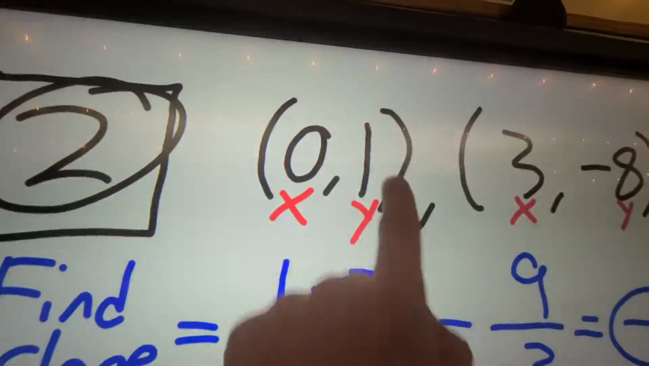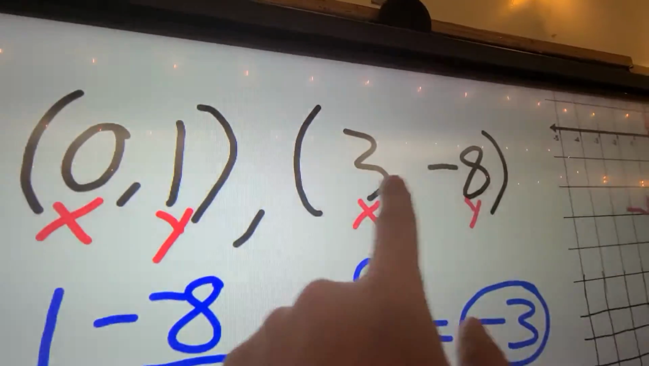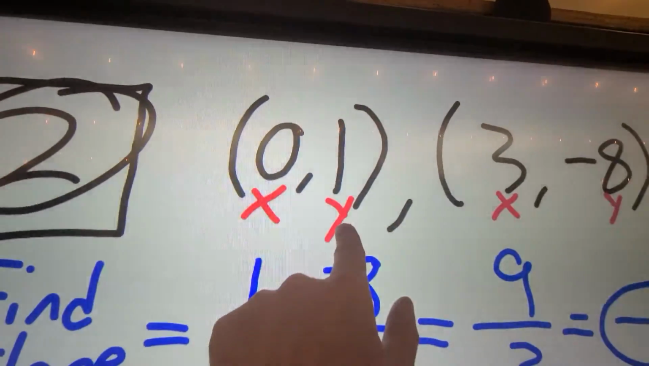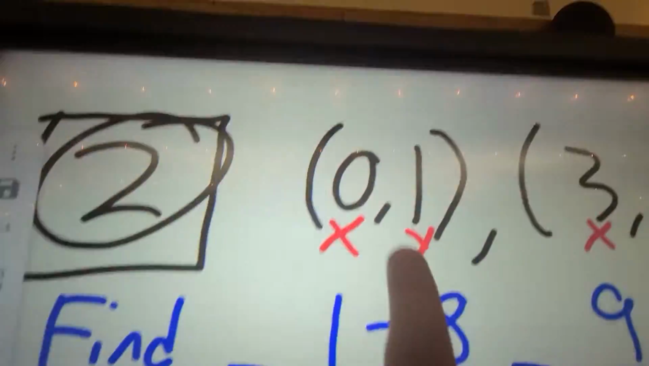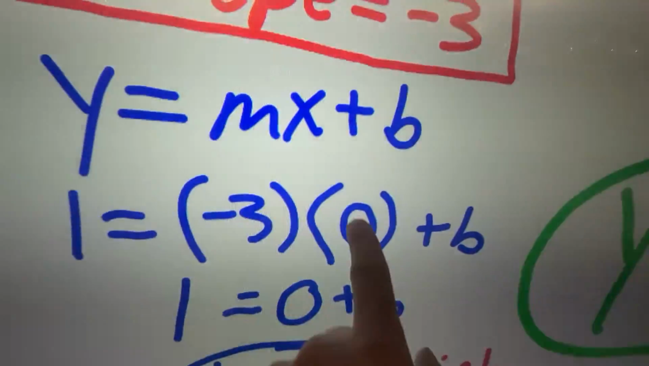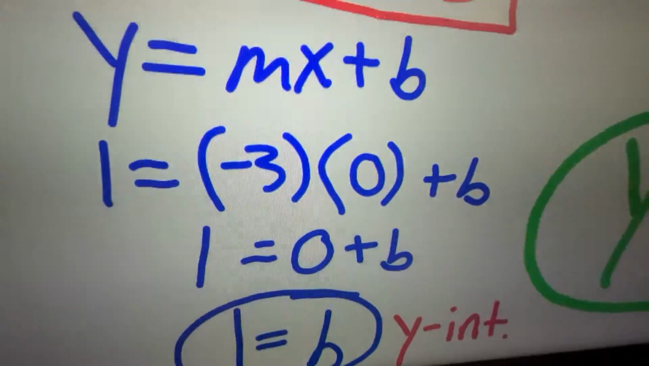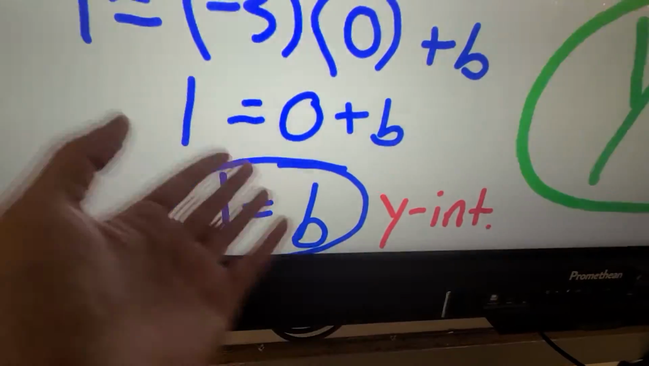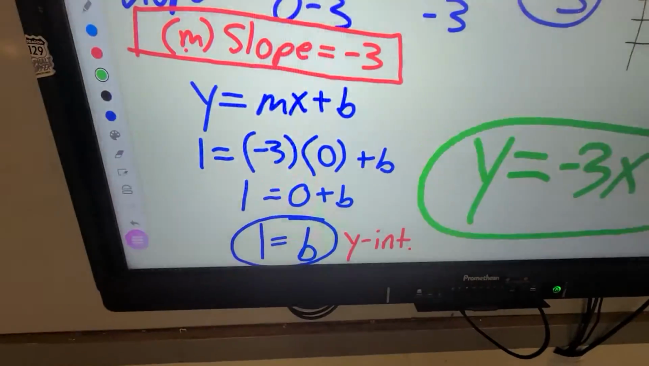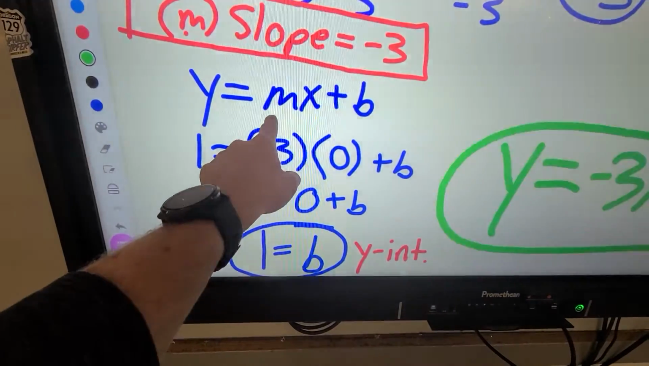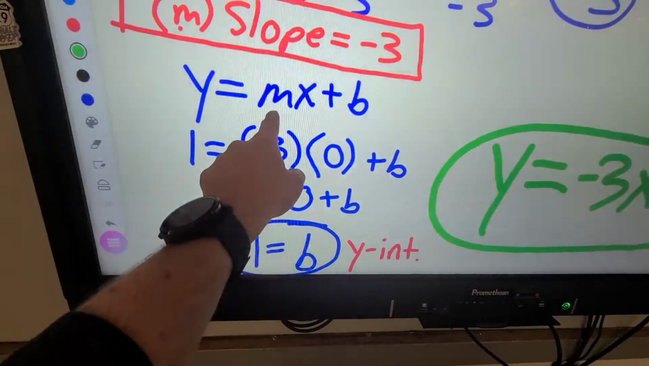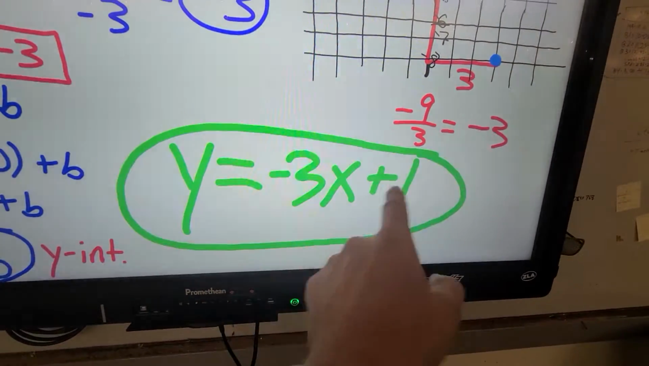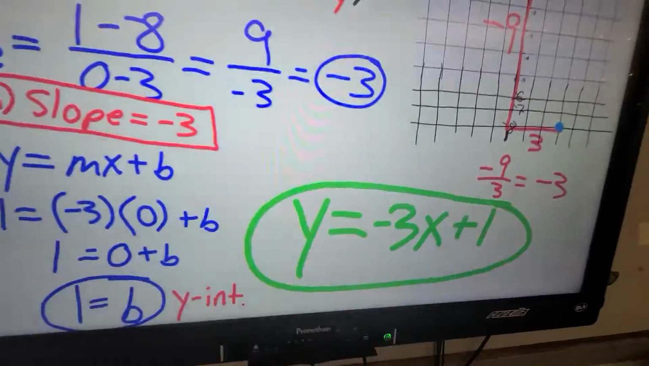And I'm going to use this coordinate because these numbers are smaller than those numbers. It's generally easier to use smaller numbers. So my 1 is my y coordinate, that goes here. And my 0 is my x coordinate, that will go here. Then I just solve it. Once I go through and I solve this problem, I should end up with 1 equals b. So that just means that when I'm plugging in my equation, my slope will go here, and my y-intercept will go here, which would give me y equals negative 3x plus 1. That's my answer to number 2.